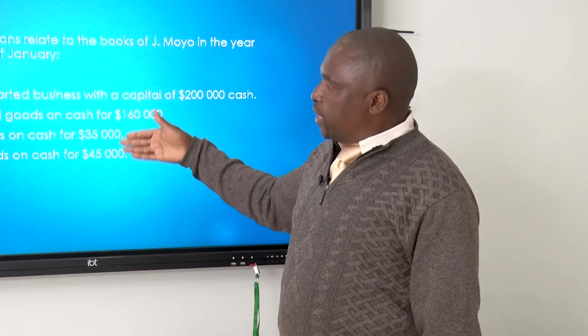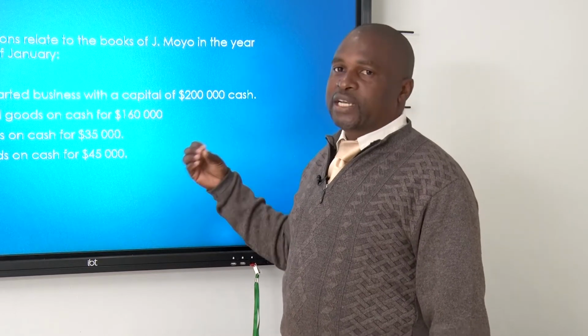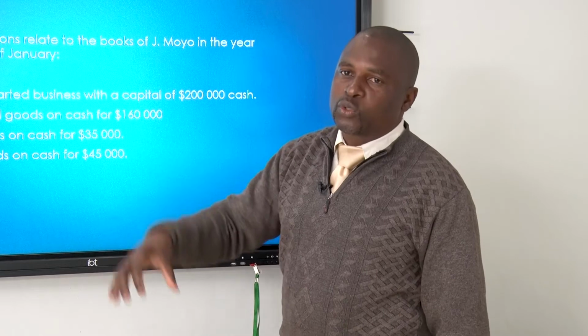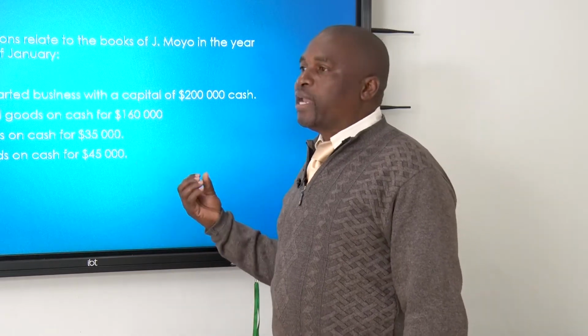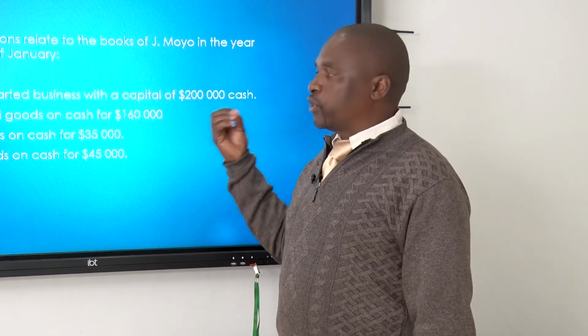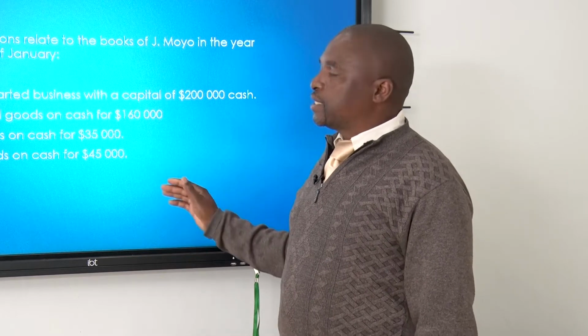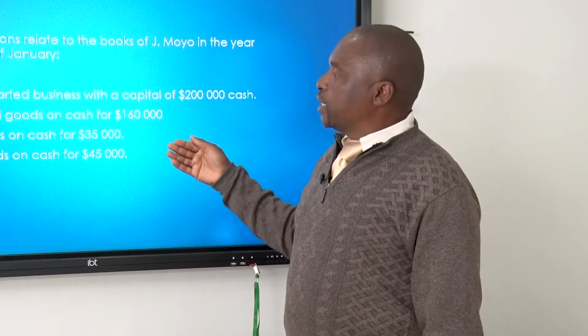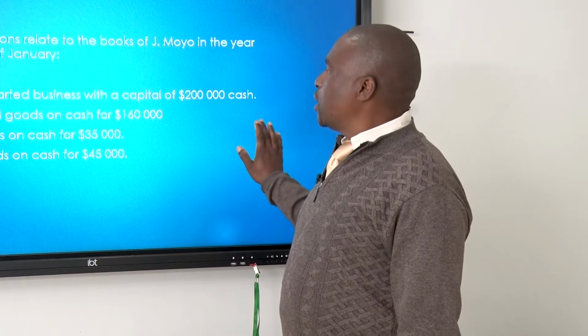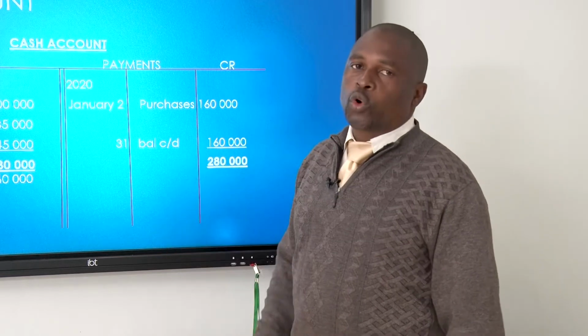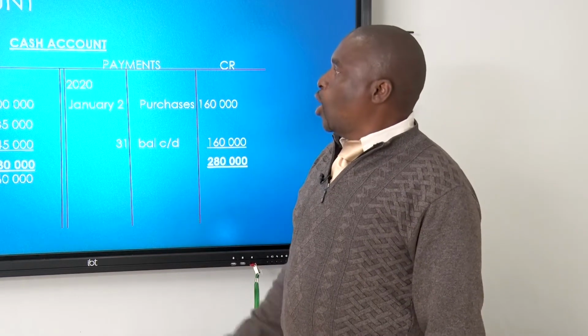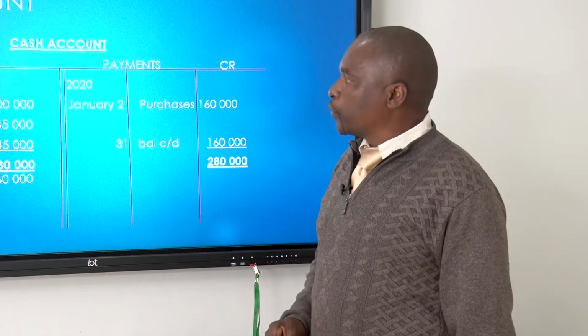So from these transactions, you can actually see that there is money that came into the business and there is also money that went out of the business. We can illustrate this simply by putting this information in a single column cash book. What I have done here is I have drawn a single column cash book.